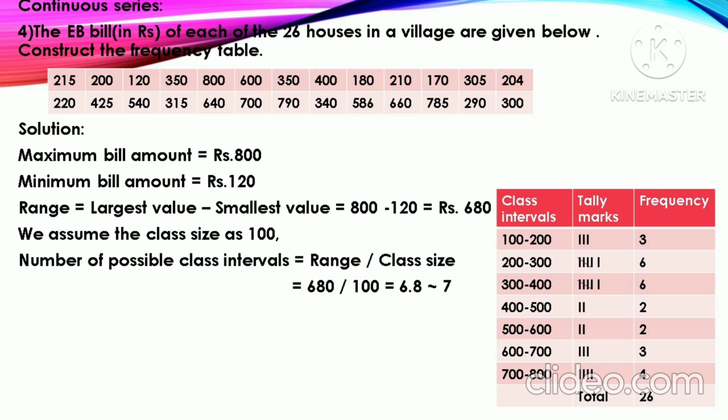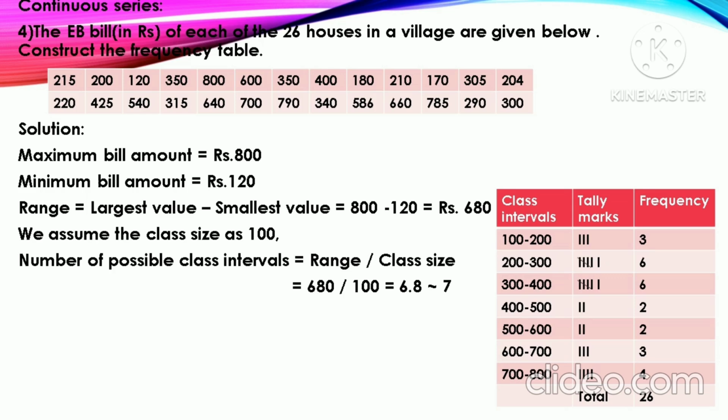The maximum bill amount here is 800 and the minimum bill amount is 120. So the range is 800 minus 120, which gives 680. We have assumed the class size is 100. Now we can find the number of class intervals. Possible class intervals is equal to range by class size. The range is 680 and the class size is 100. So 680 by 100 gives 6.8, which is approximately equal to 7.